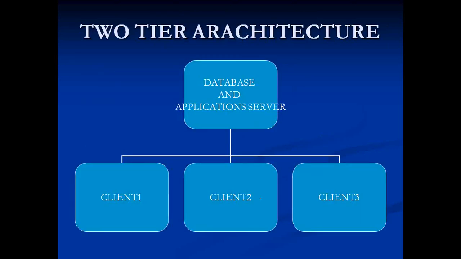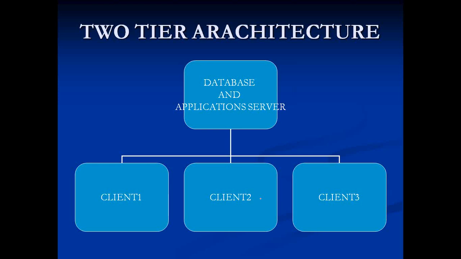Then R1 means single tier. So within the same system, database, SAP application, and the client program are existing. I'm extremely sorry, I misspoke earlier. If all the three layers, that is database layer, then application layer, and client program, are existing in the same system, that is called R1 or single tier or single layer architecture.